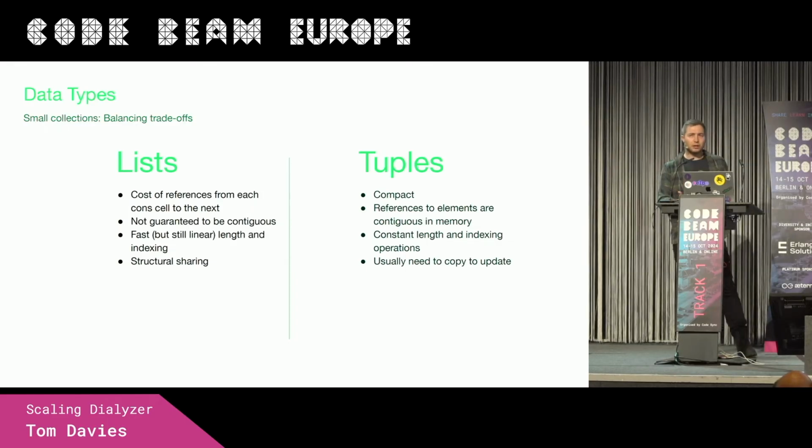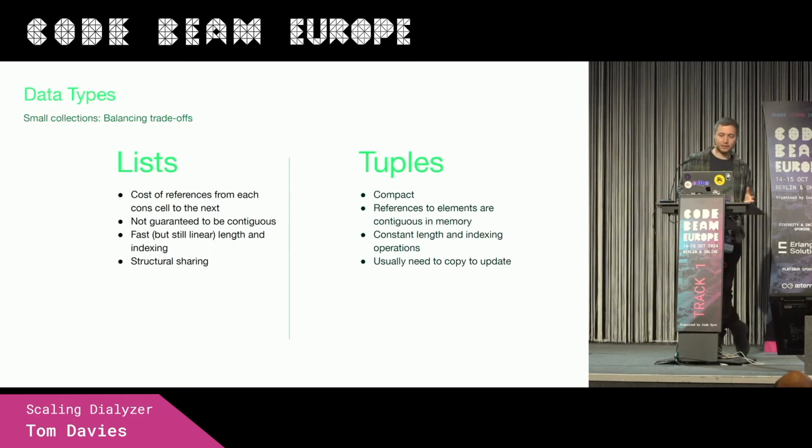And then comparing that to tuples, well, tuples are very compact. In some sense, they're basically just like a C-style array of data. They're just like a contiguous blob of references to the elements. So from that sense, yes, they're very compact. They're also quite amenable to the models that are assumed by lower-level tools and the CPU and so on. And you can do things like find the length and index into it in constant time.